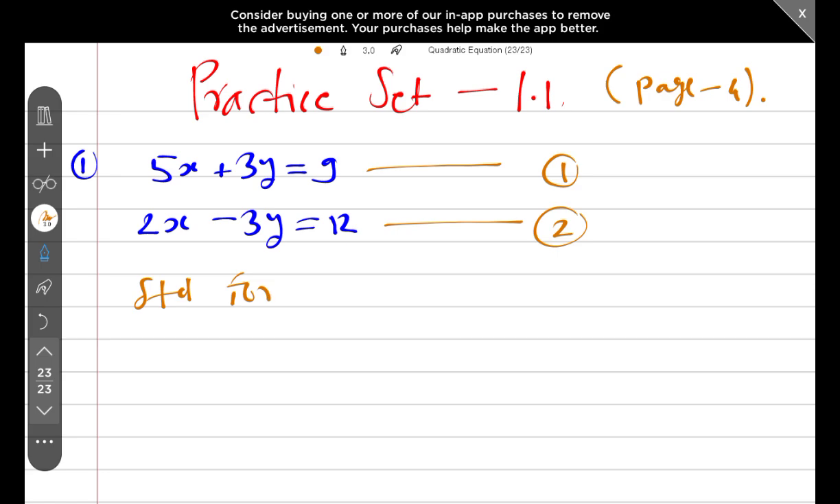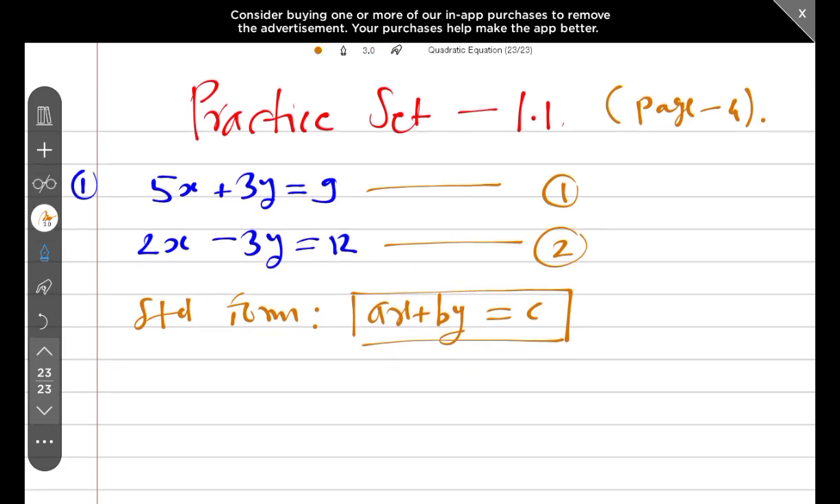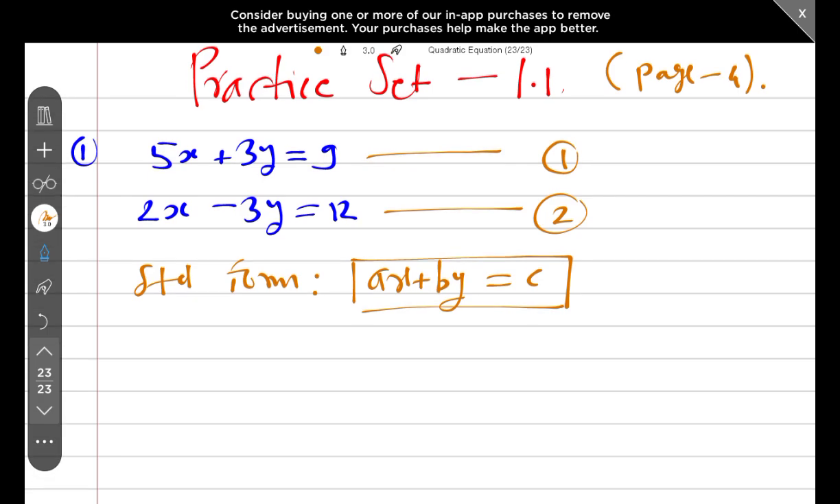Standard form will be like ax plus by is equal to c. So this is a standard format of simultaneous linear equation. That means you have to bring your variables to the left side and if there is any constant, send it to the right side of the equation.